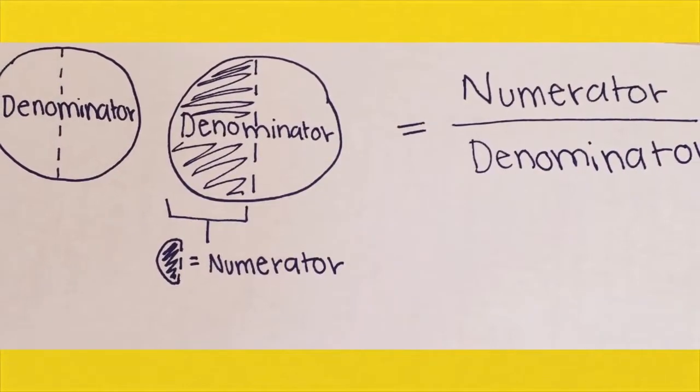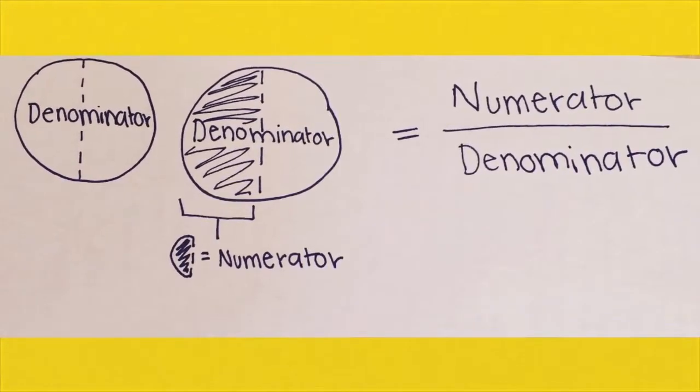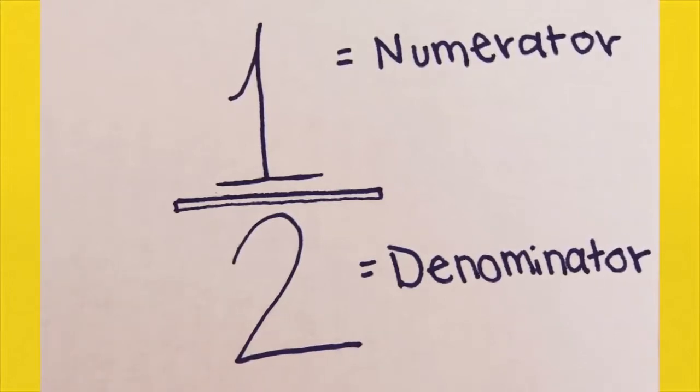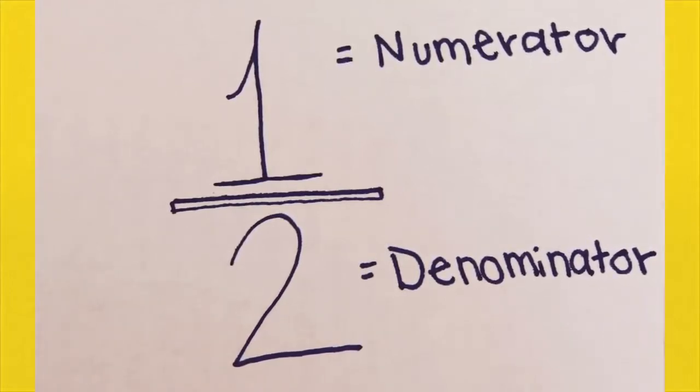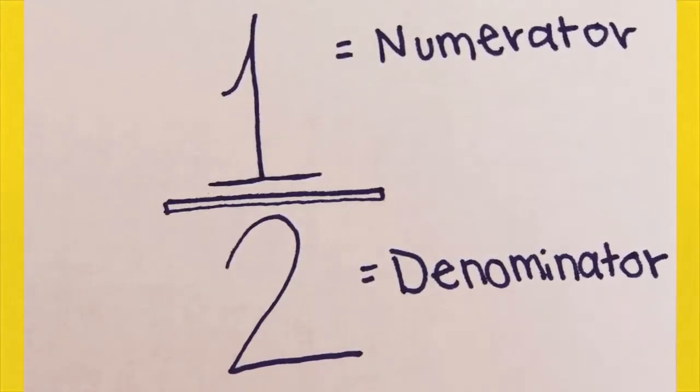As you can see, the denominator is on the bottom and the numerator is on the top part of the fraction. In this fraction, we can see that there are two parts of the whole, which is the denominator, and we have one piece, the numerator, of that denominator. So there is 1/2.